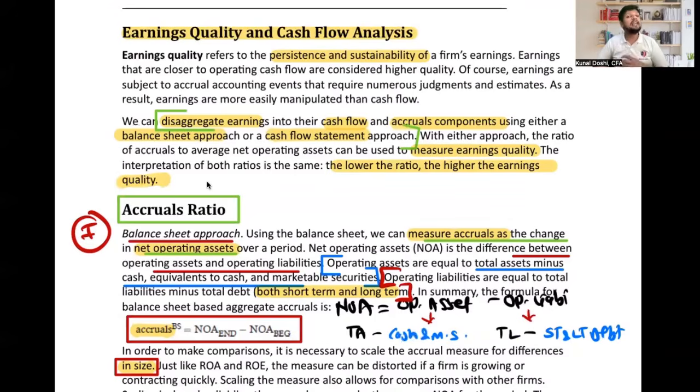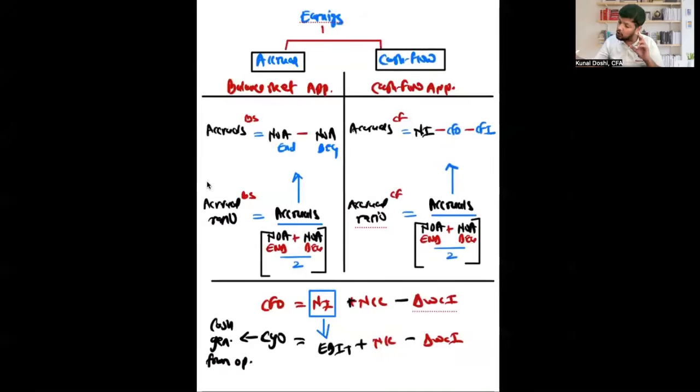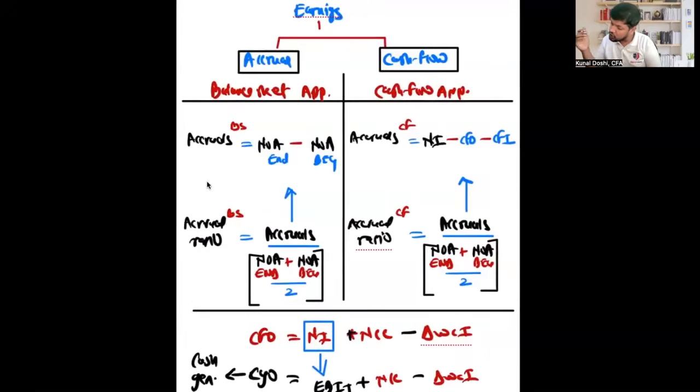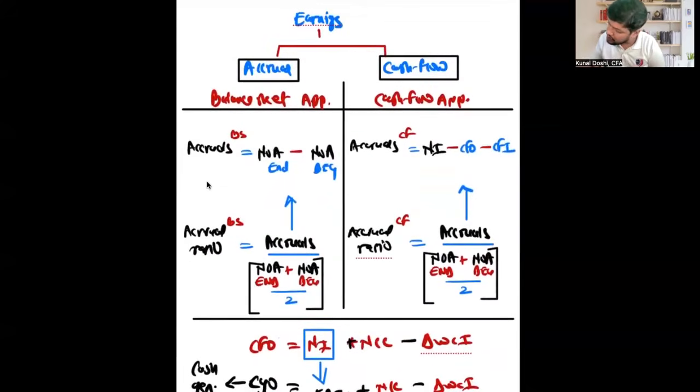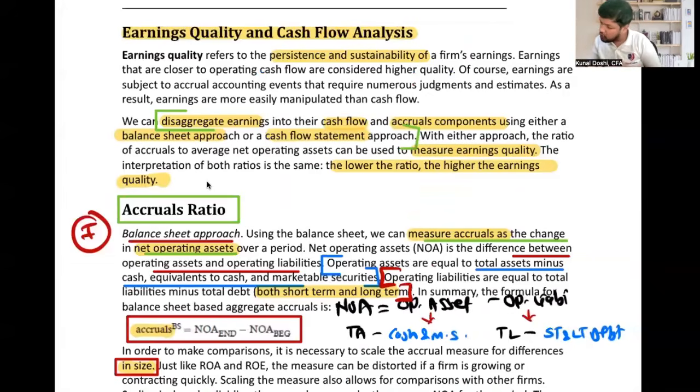It means relatively your earnings have a lesser proportion of accruals. Remember, both the ratios, the lower the ratio, the better it is. We want these ratios to be lower. Understood? For the accruals ratio, we want it to be lower; lower is better. Is that clear, everyone? The lower the ratio, the higher is the earnings quality.